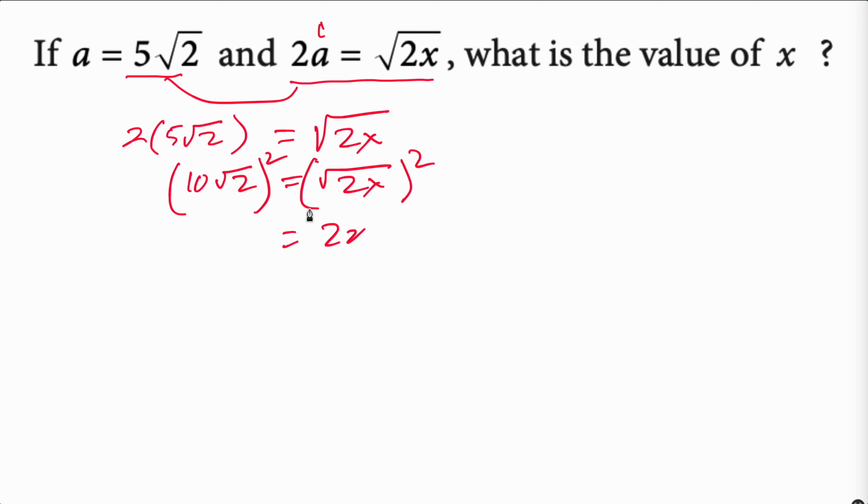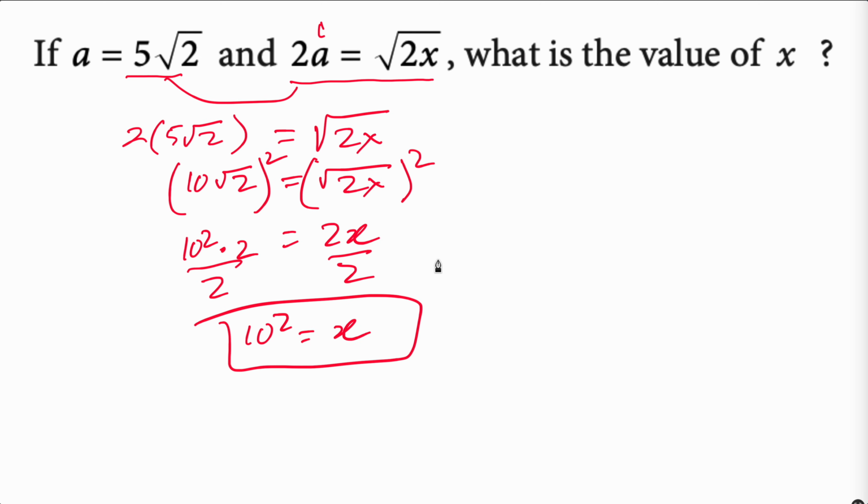On the right side, you have 2x, right? Here, it's the same thing as 10 squared times 2, right? Because the square here will eliminate the square root of 2, so that becomes 2. 10 squared, I keep 10 squared, I don't want to multiply out just yet, right? And then now you want to isolate for the x, so basically you divide both sides by 2. So basically you have 10 squared equals x, and that's the value of x. That's how you solve these kind of questions.